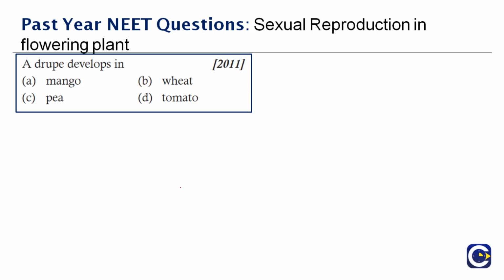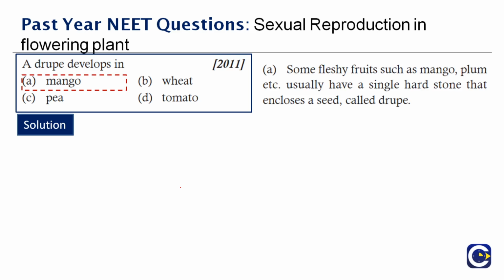Next question here. A drupe develops in dash. Again, this is an easy question. When we talk about drupe, some fleshy fruits such as mango, plum, etc. usually have a single hard stone that encloses a seed, and that is called a drupe. So I've given you the clue now. Yes, the right answer is option A, mango.